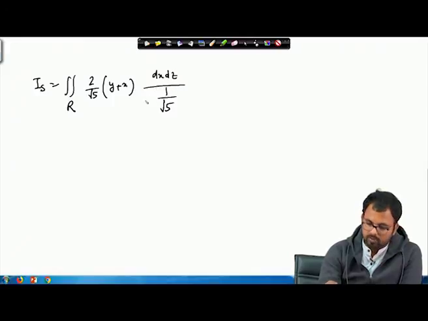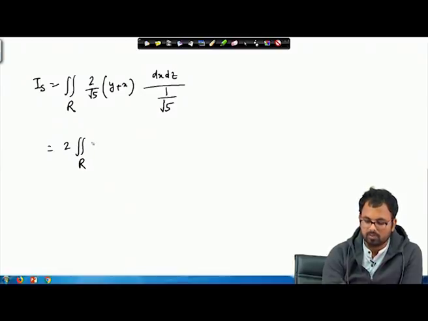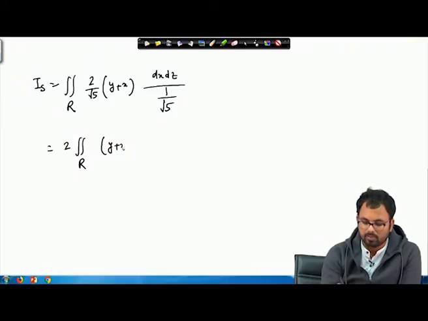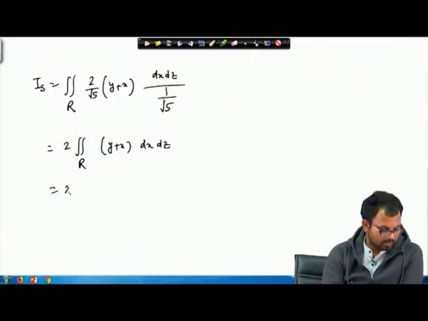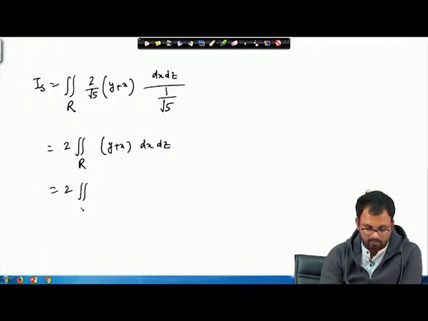So square root of 5 will get cancelled, and this will become 1 by 2 times integral over the region R of (y plus x) dx dz. Now over region R, y can be written as 6 minus x, right.